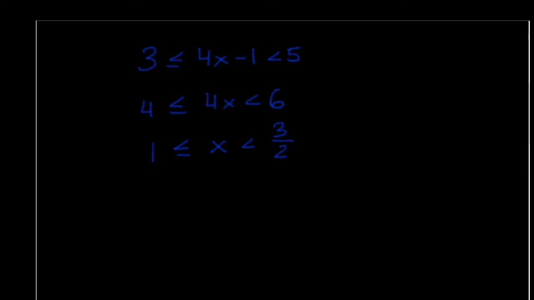Okay. Let's look at another compound inequality. We have 3 is less than or equal to 4x minus 1 less than 5. Whatever I do to one side of the inequality, I'm going to do to the other. So let's add 1 to all sides to get 4 is less than or equal to 4x less than 6. I'm going to divide by 4, so I'm going to have 1 is less than or equal to x less than 3 over 2. Because here, this is equal to 6 over 4.